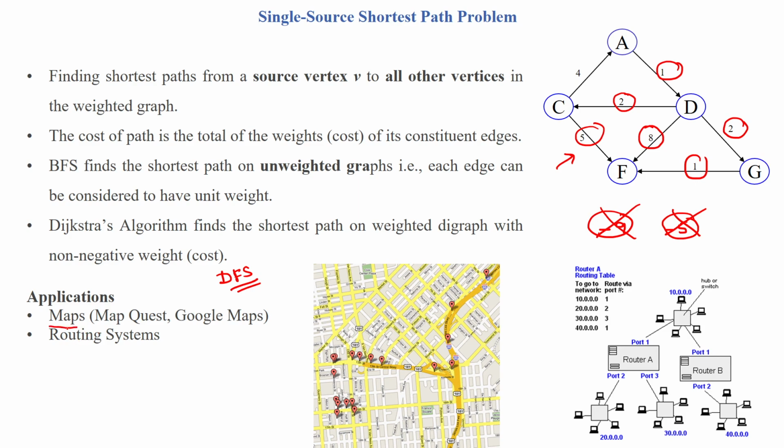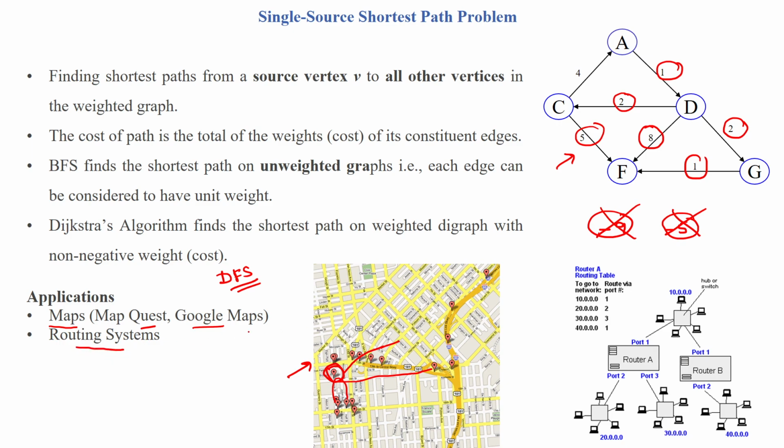First one is maps. For example Mapquest, Google Maps. Here we can use any source, and from the source we can visit any location. So the single source shortest path algorithm can be used for finding any location by using the shortest path. And also network routing systems.